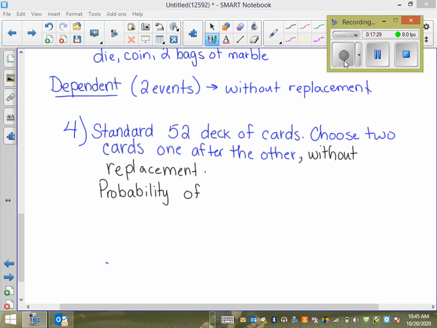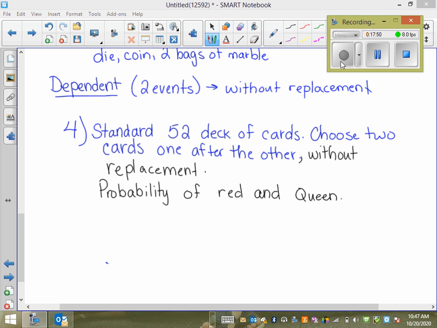Probability of coughing on the first... red and queen. Okay. Oh, I didn't do this wrong. All right, thank you, Brad. No. This is two cards being taken out.